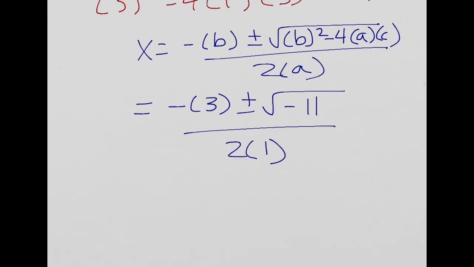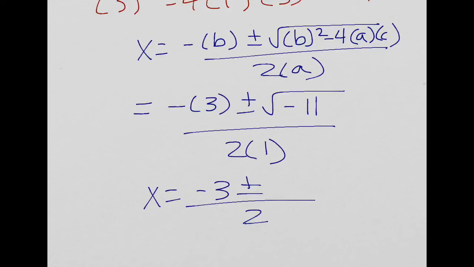And then finally for my answer, I'm just going to clean it up a little bit. That's a negative 3. That's a 2. The square root of negative 11 gives me an i. 11's prime, so it just stays the square root. And that's fine. That's your answer. You don't need to go any further.